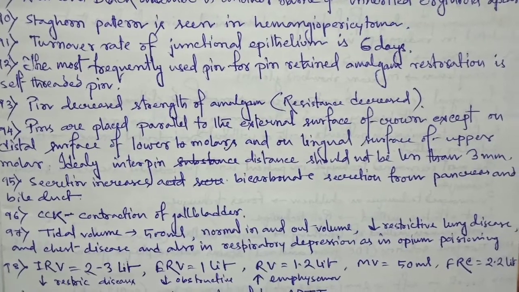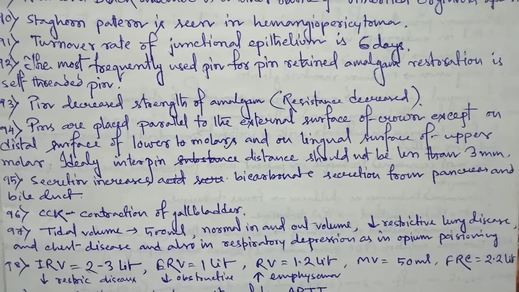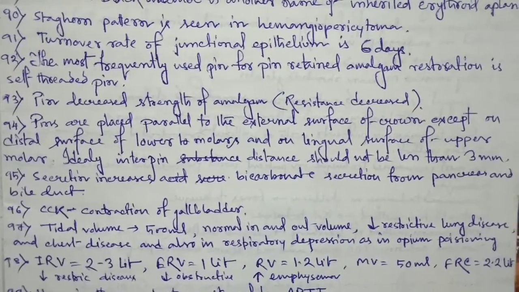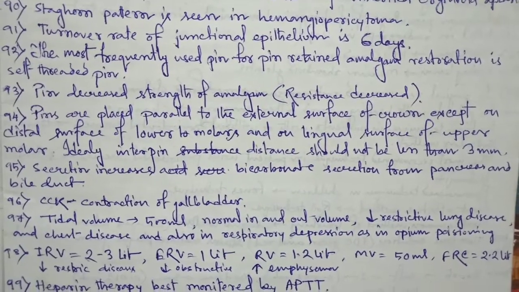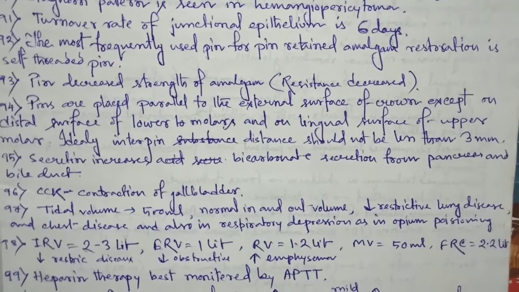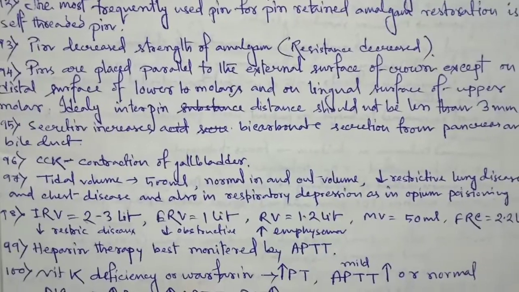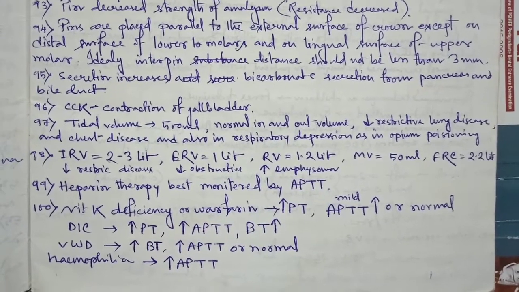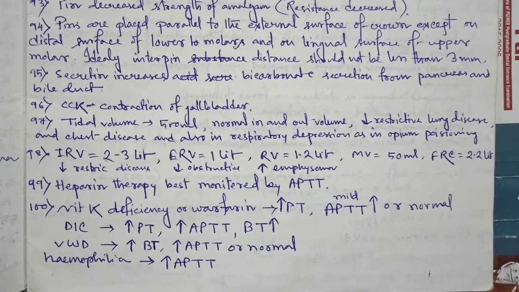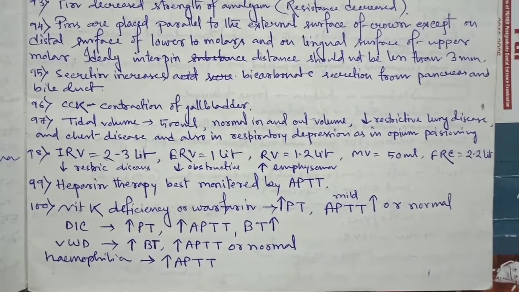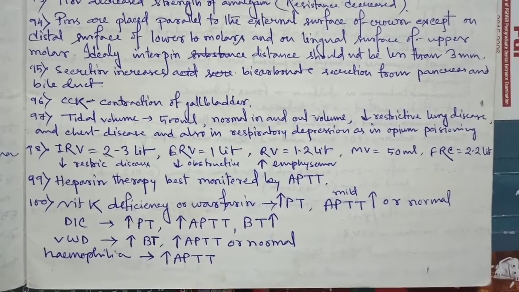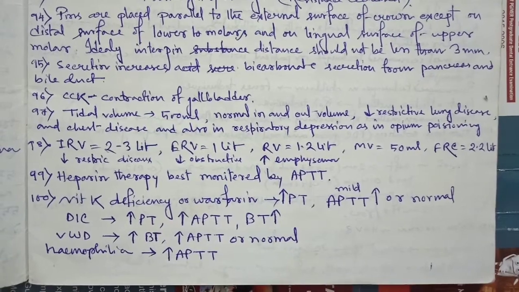Secretin increases bicarbonate secretion from the pancreas and bile duct. CCK, cholecystokinin, causes contraction of the gallbladder. Now, normal tidal volume is 500 ml. It's the normal in and out volume. It decreases in restrictive lung disease and chest disease, and also in respiratory depression as in opium poisoning.